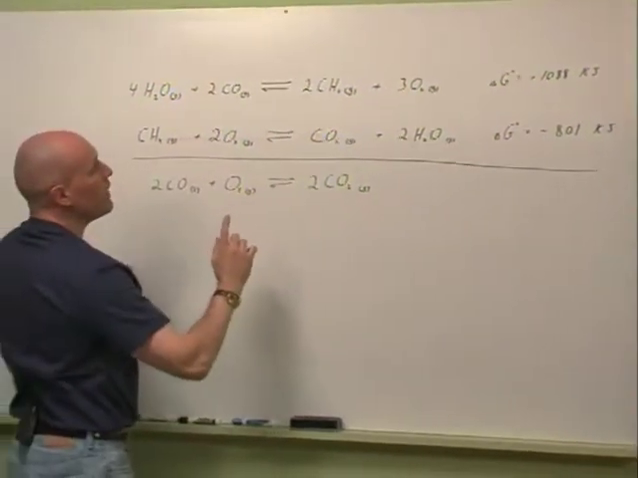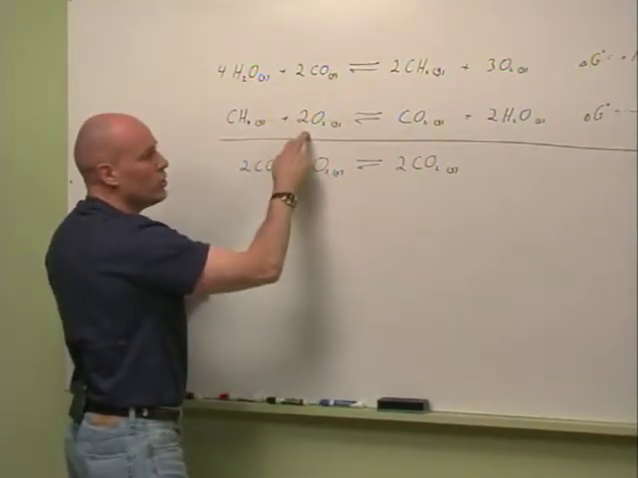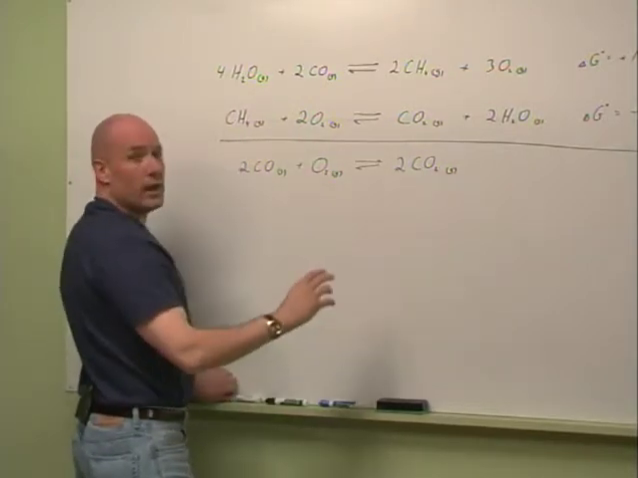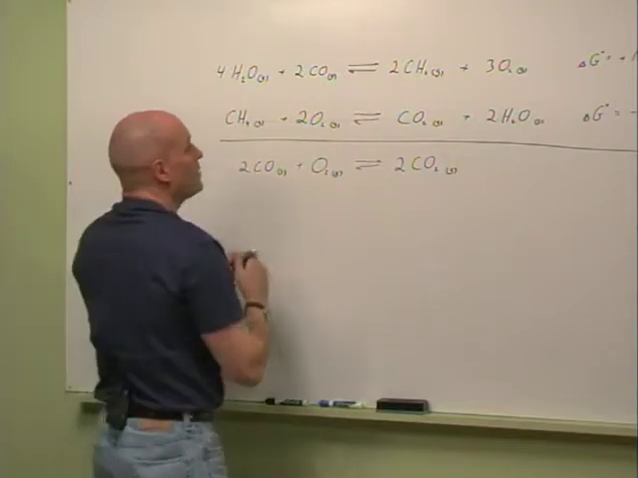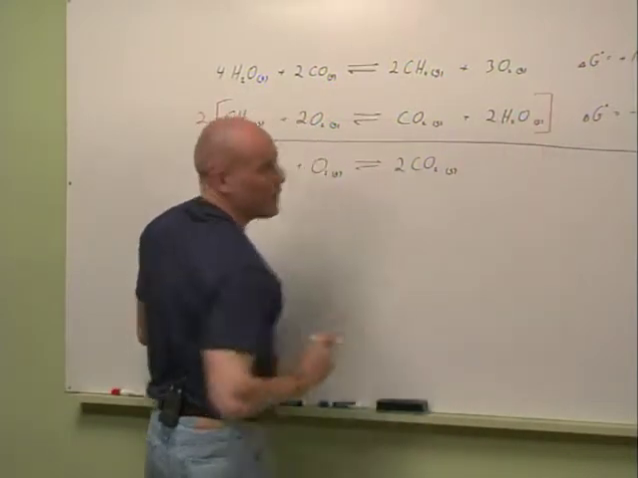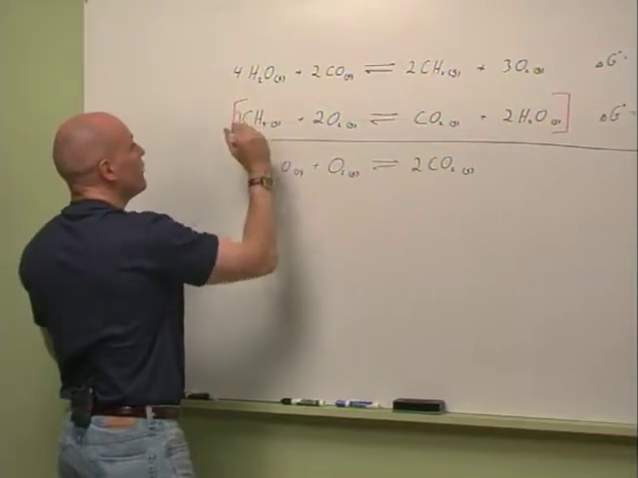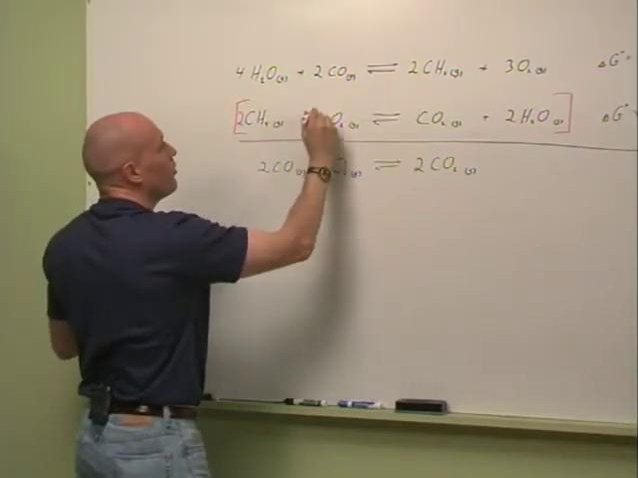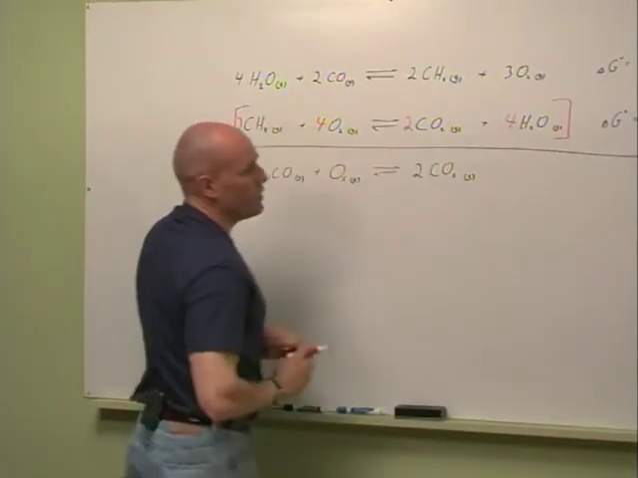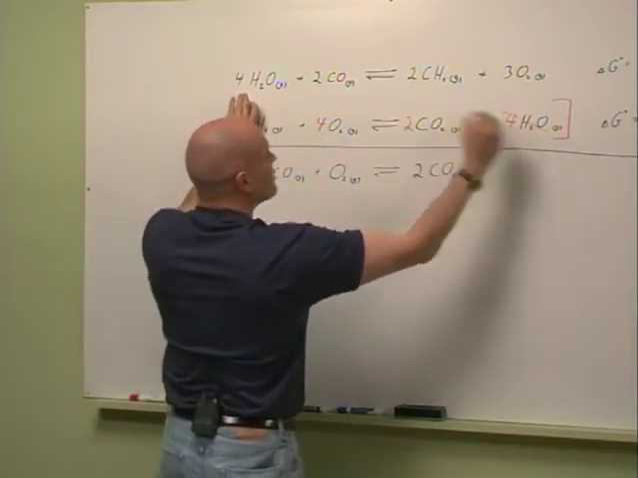All right, I still don't have it perfect because I'm making 3 O2s and then I'm only using up 2 O2s. That is going to leave me with 1 O2 as a product. That's no good. I need to have 1 O2 as a reactant. So what I'm going to have to do here is multiply this reaction by 2. I have 2 of these, that means I will have 4 of these, 2 of these, and 4 of these. Now I see that I started with 4 waters and I ended with 4 waters, so they cancel.